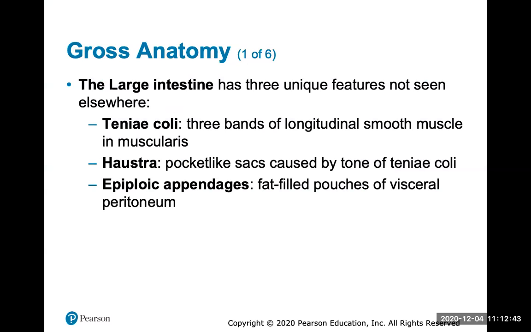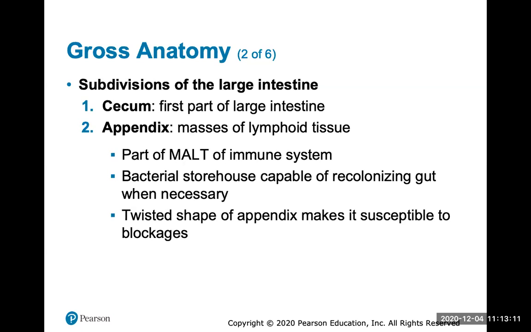Moving on to the large intestine, also known as the colon, it has 3 unique features not seen elsewhere. The teniae coli are 3 bands of longitudinal smooth muscle that help to segment, mix, and move the feces along at this point. The haustra are pocket-like sacs caused by the tone of the teniae coli. And then you have epiploic appendages, which are fat-filled pouches of the visceral peritoneum.